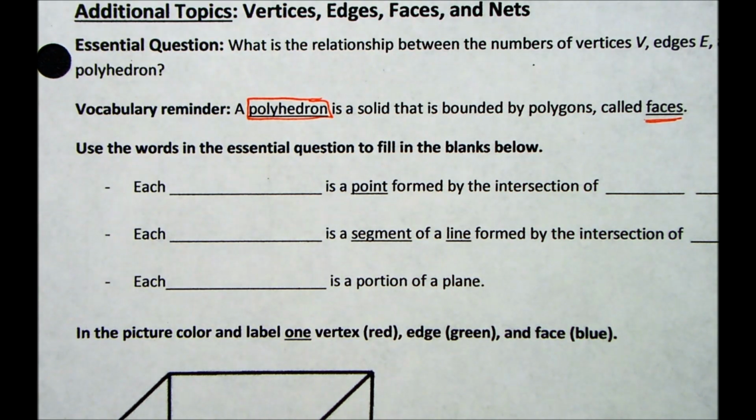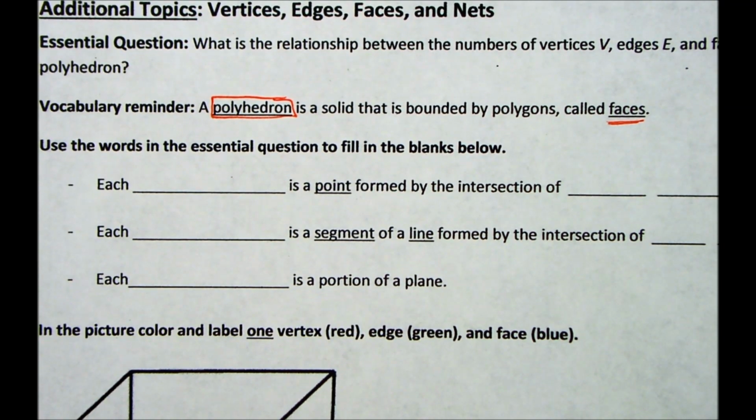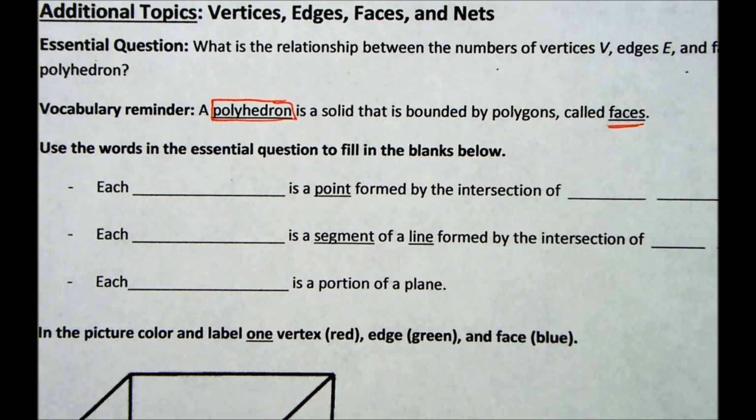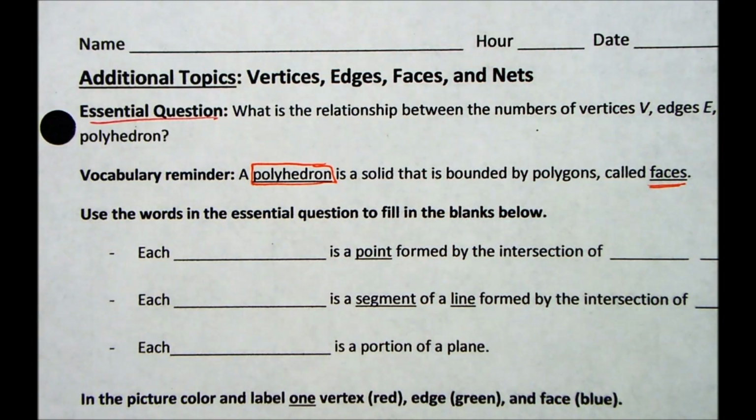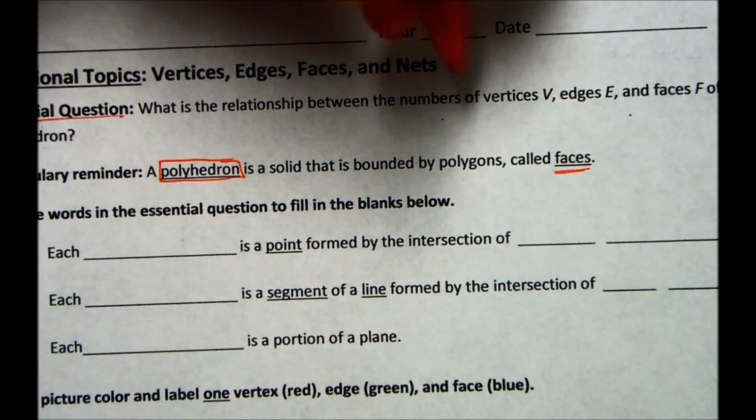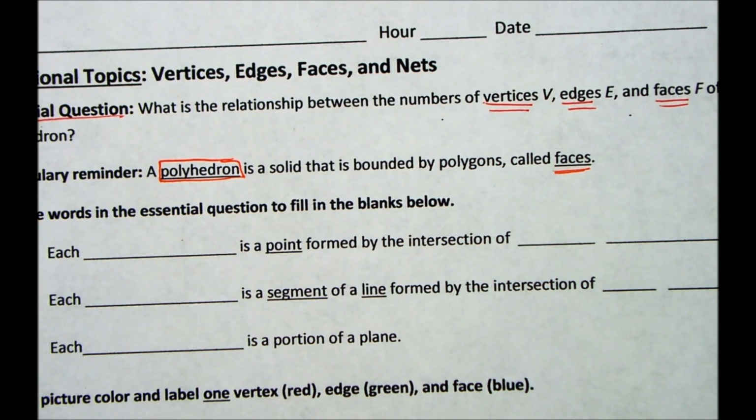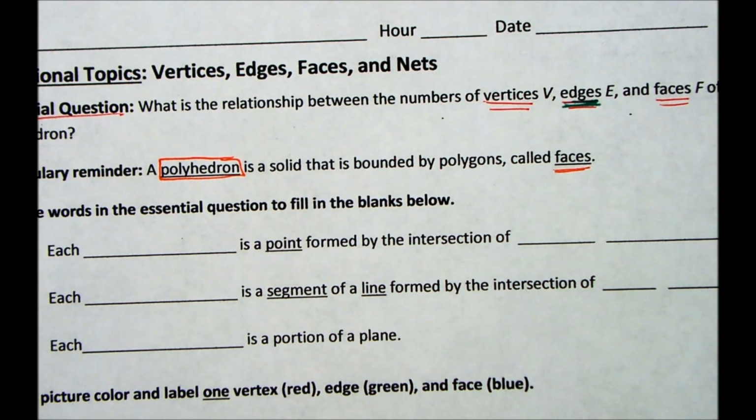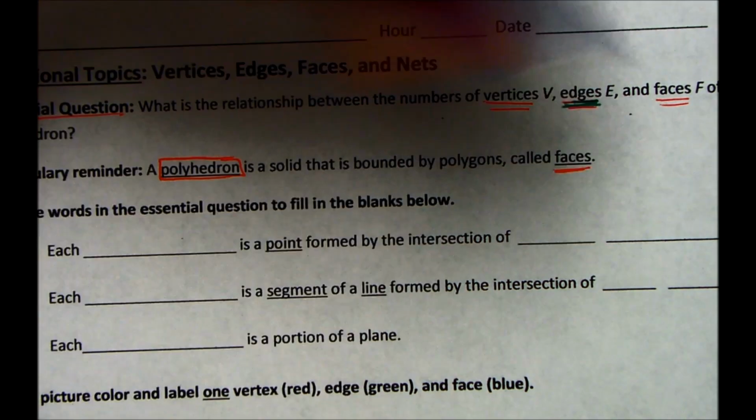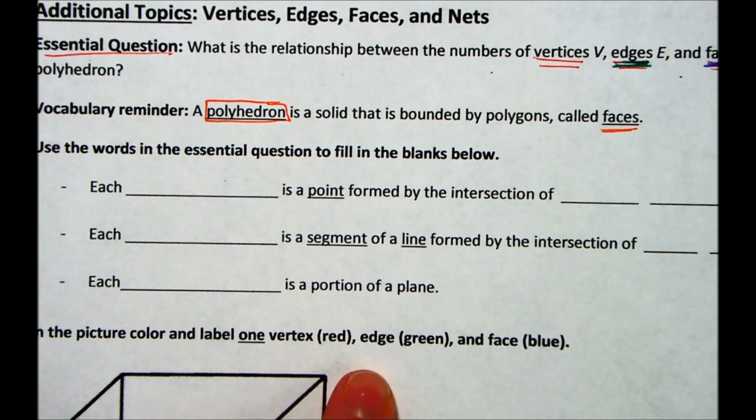It says use the words in the essential question to fill in the blanks below. So here's our essential question up here. And it says, what is the relationship between the number of vertices, edges, and faces? Actually, I'm going to use green for the edges, and I'm going to use blue for the faces, because in a minute we're going to be labeling one vertex red, an edge green, and a face blue.